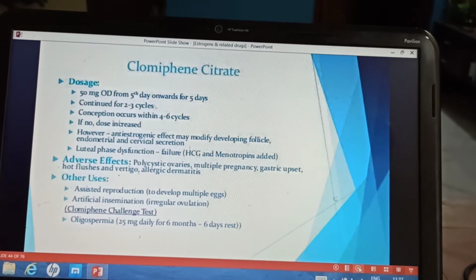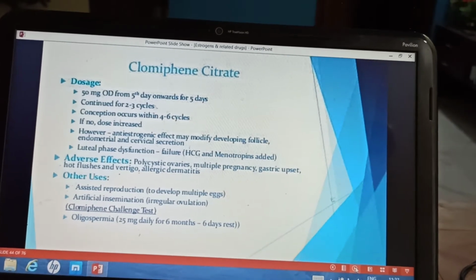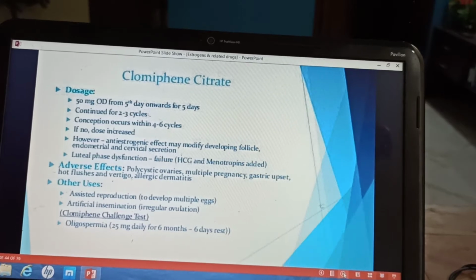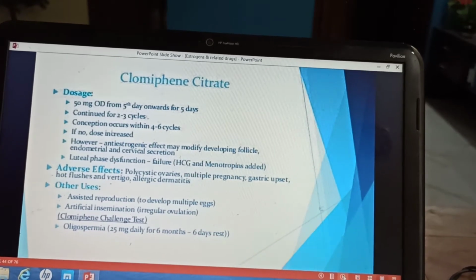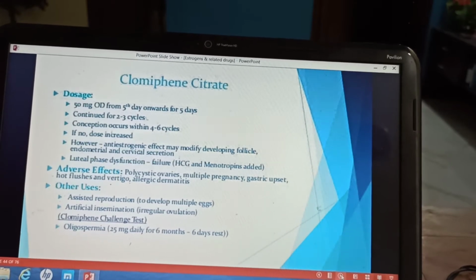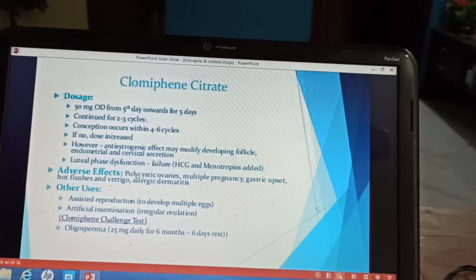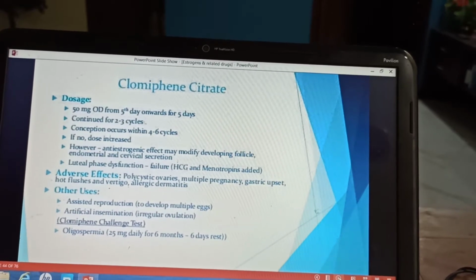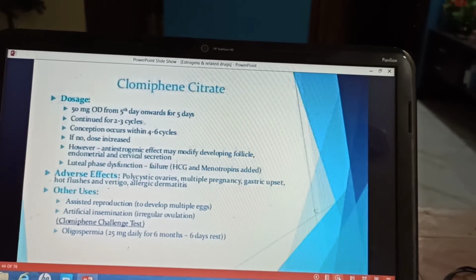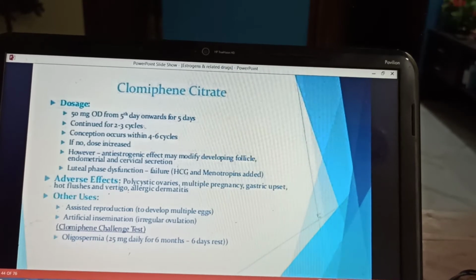Now coming to the uses and dose of clomiphene citrate. The dose is 50 mg once a day, given in cyclical therapy from the 5th day onwards for 5 days. It can be started from the 2nd day also of the menstrual cycle, and it is given for 5 days, 50 mg once a day. It should be continued for 2 to 3 cycles. Generally conception occurs within 4 to 6 cycles. If there is no ovulation, then you have to increase the dose up to 100. You have to double the dose.